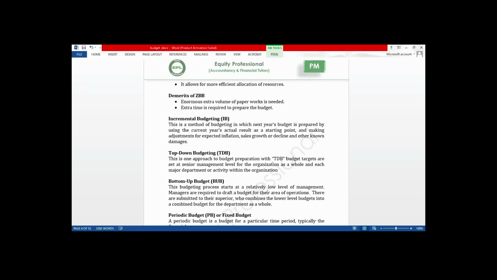This type of budgeting is very easy. It is less time consuming. It removes the administrative bottleneck or managerial bottleneck, but it can give rise to budget slack, inefficiency, budget padding.